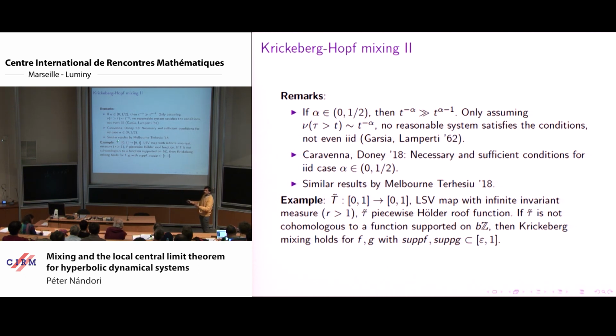And then I'm considering a suspension over this map, and my roof function is going to be piecewise Hölder. I'm claiming the following: if tau tilde is not cohomologous to a function supported on a lattice, then Krickeberg mixing holds for functions f and g whose support is bounded away from 0. The integrals of f and g are in particular finite, because the measure of any interval epsilon to 1 is finite, so these functions are integrable. And so the Krickeberg mixing would hold.